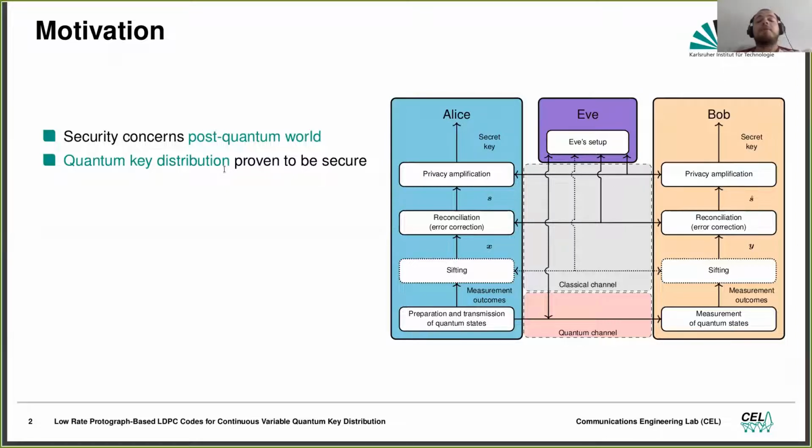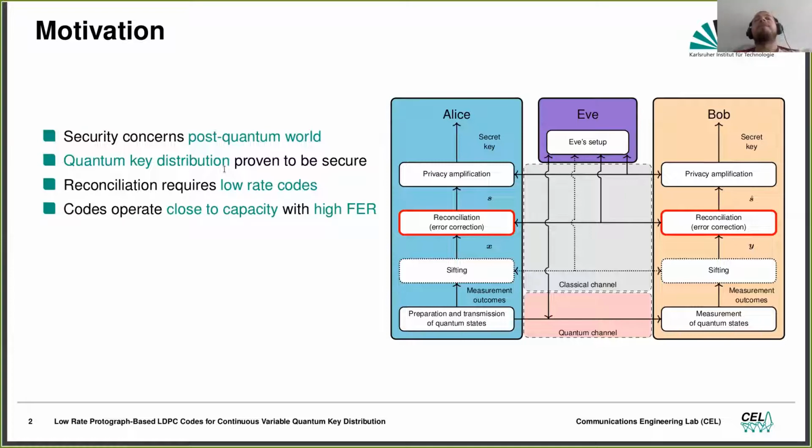We are specifically going to be focusing on the reconciliation part of quantum key distribution, shown here in red, which is where the error correction takes place. The error correction in quantum key distribution requires codes of really low rates because of the low operational signal-to-noise ratio of a quantum key distribution system. These codes also have to operate very close to capacity with a relatively high frame error rate. However, not too many code designs are available for this low rate regime.